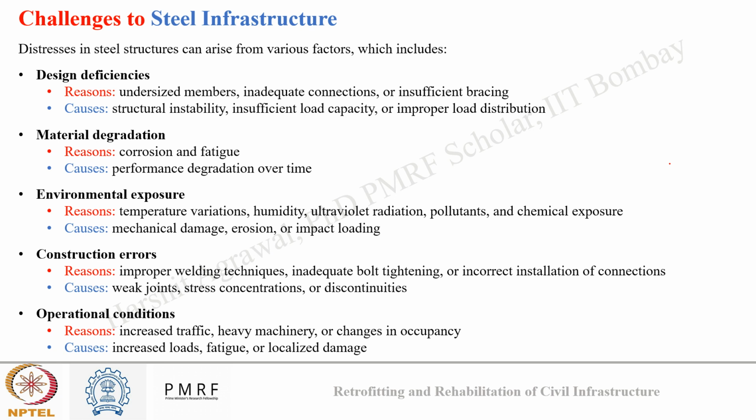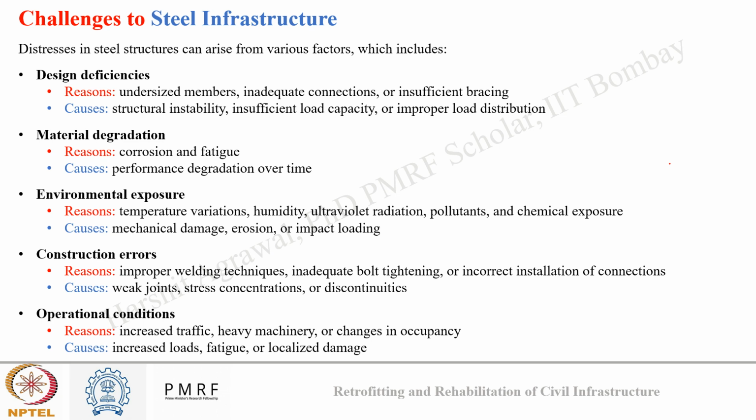Another distress reason can be environmental exposure, which can be due to temperature variation, humidity, ultraviolet radiation, pollutants, and chemical exposures. And this can result in mechanical damage, erosion, and impact loading on steel, which can also cause distress in steel.